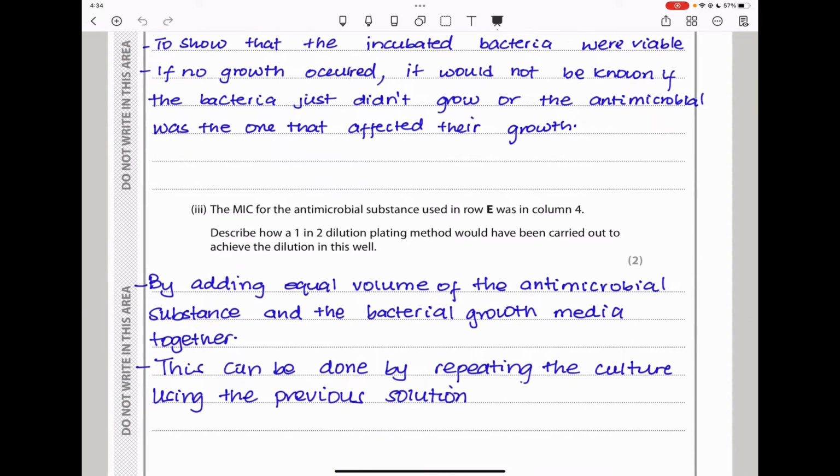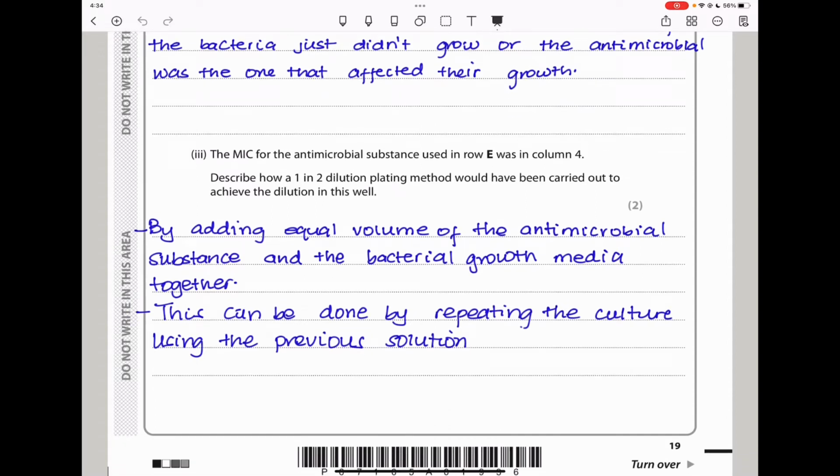The next part says, the MIC for the antimicrobial substance used in row E was in column 4. Describe how a 1:2 dilution plating method would have been carried out to achieve the dilution in this well.